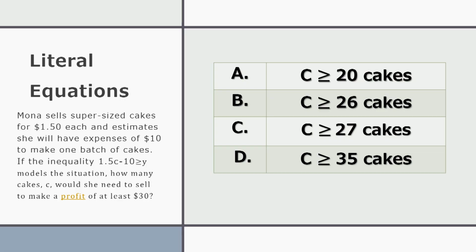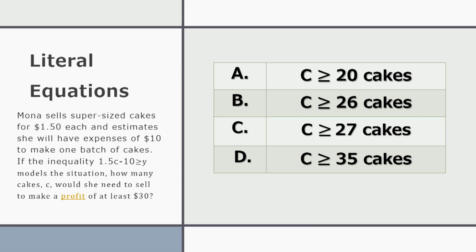Literal equations. Mona sells supersized cakes for $1.50 each and estimates she will have expenses of $10 to make 1 batch of cakes. If the inequality 1.5c minus 10 is greater than or equal to y models the situation, how many cakes C would she need to sell to make a profit of at least 30?